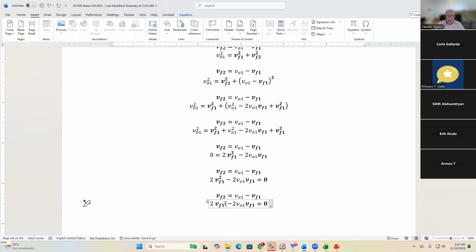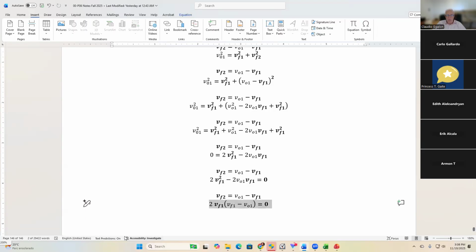I'm going to put VF1 in evidence. VF1 minus V naught 1, right? The 2VF1, here you go. I put in evidence the 2VF1. And now you must be careful. We usually make a mistake when we see an equation like that, but don't make this mistake, because if you make this mistake, you're not going to get the right result.